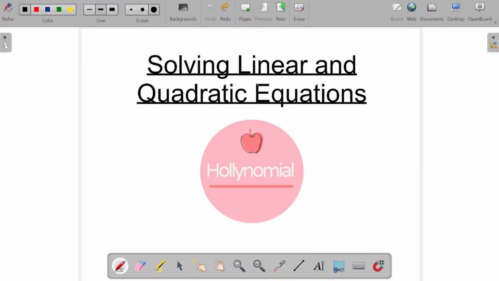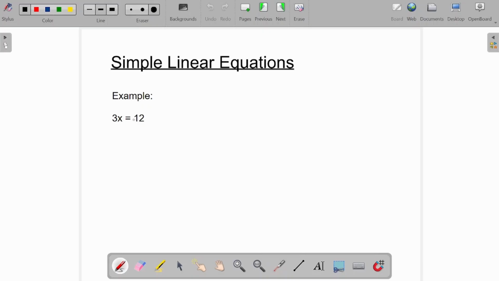Today we will be looking at how to solve linear and quadratic equations. An equation is a mathematical statement where two expressions are equal. So think of it like a balance. What you do to one side, you must do to the other. So to get the value of x, we must divide both sides by 3. This gives us x is equal to 4.